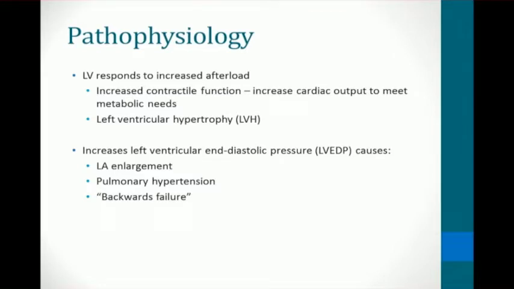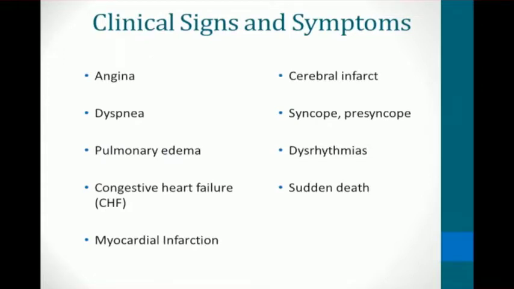Due to increased resistance, the LV works harder to meet metabolic needs, over time causing left ventricular hypertrophy. This progresses to decreased LV compliance, causing elevated left end-diastolic pressures, leading to left atrial enlargement and eventually heart failure. Thickened myocardium requires increased blood supply from the coronary arteries. Blood supply becomes inefficient, resulting in angina and potentially myocardial ischemia. If the heart is unable to eject enough blood to meet the metabolic needs of the body, it can lead to syncope, cerebral infarct, and even death.